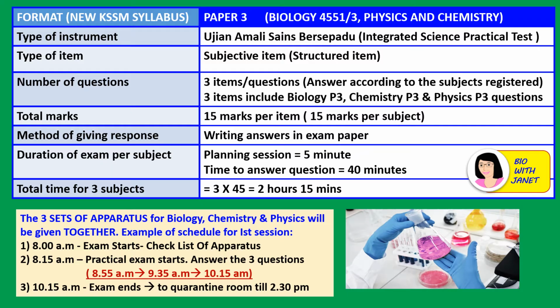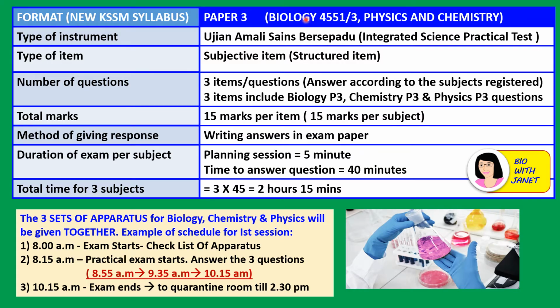Let us look at the format for this science paper 3, which is called Ujian Amali Sains Bersepadu or Integrated Science Practical Test, right? So it is a practical test that's carried out in the laboratory, and it consists of questions for 3 subjects: biology, physics, and chemistry, all given together to be done in the laboratory, one after the other, for a period of 2 hours 15 minutes, okay, the time. So our code for biology is 4551/3, right?